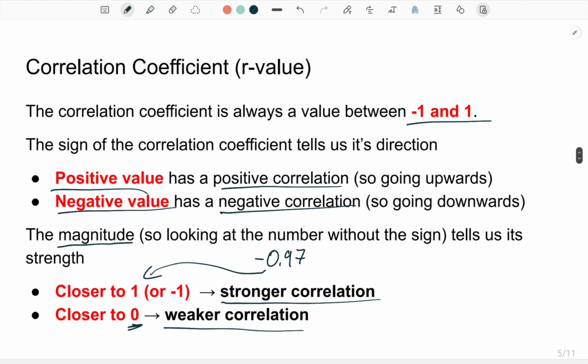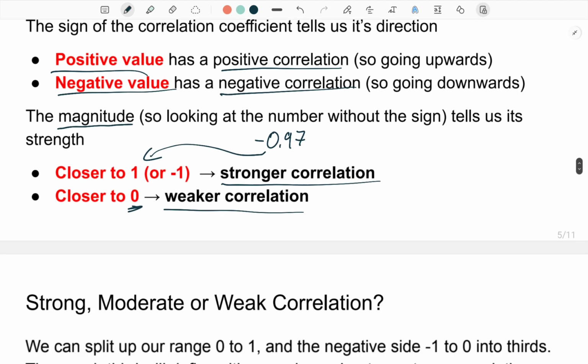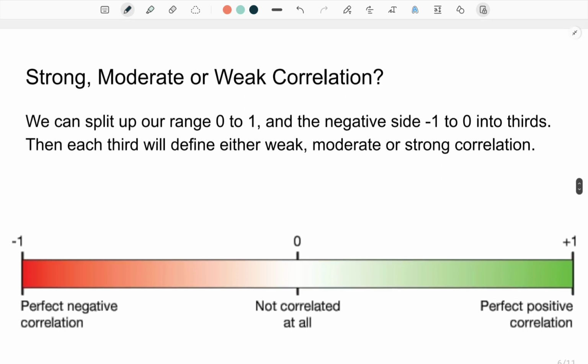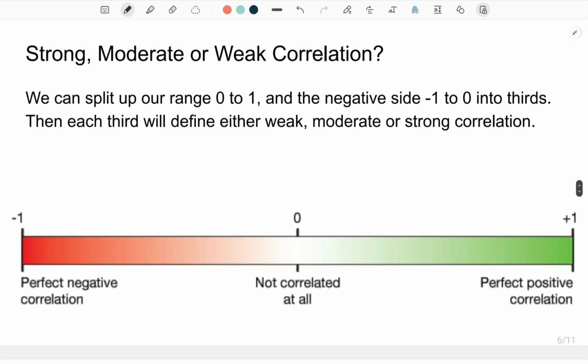Okay. And we can even make this a little more precise. When we were going through our previous scatter plots, we said, oh, this is strong, this is moderate, this is weak. How can we do that with these numbers? Well, since we're looking at a range from -1 to 1, that's where our correlation coefficient can be. We'll split it up into either negative correlations or positive correlations.